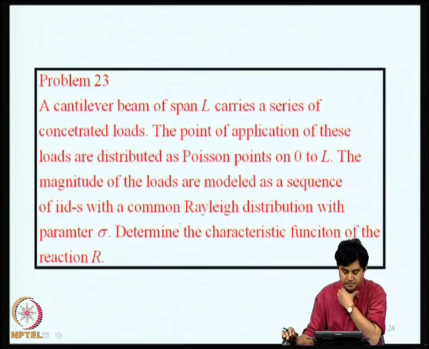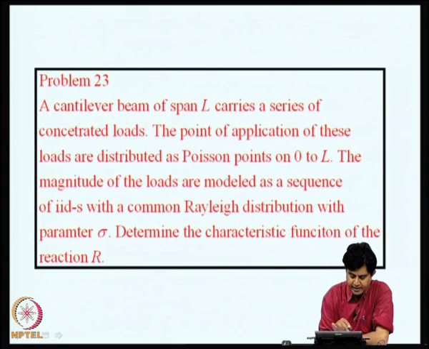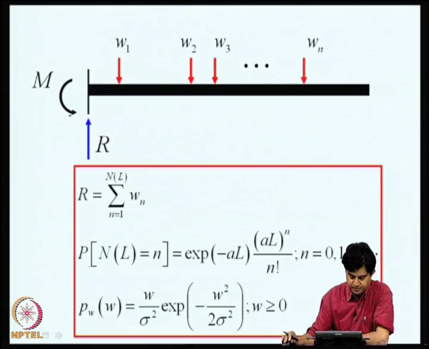So, the next problem is again on a cantilever beam. First go through the problem. A cantilever beam of span L carries a series of concentrated loads. The points of application of these loads are distributed as Poisson points on 0 to L. The magnitudes of the loads are modeled as a sequence of IIDs with a common Rayleigh distribution with parameter sigma. We are asked to determine the characteristic function of the reaction at the support.